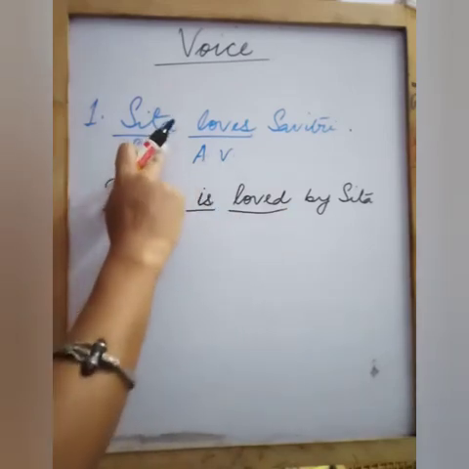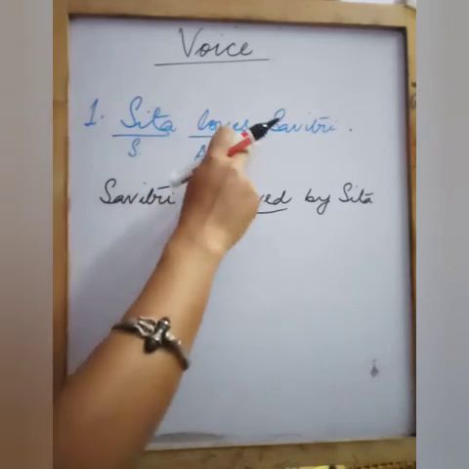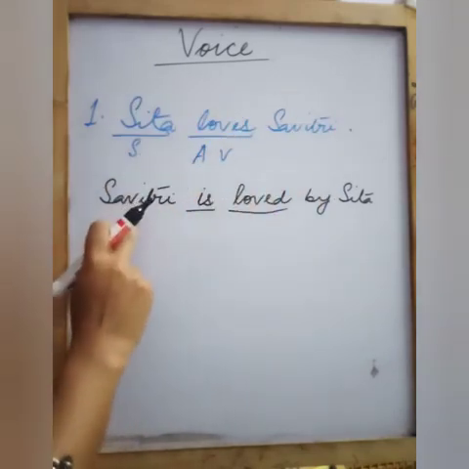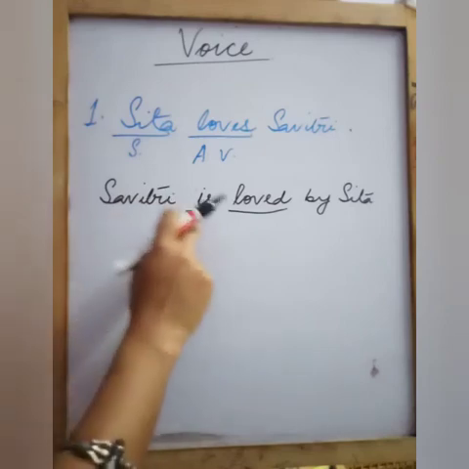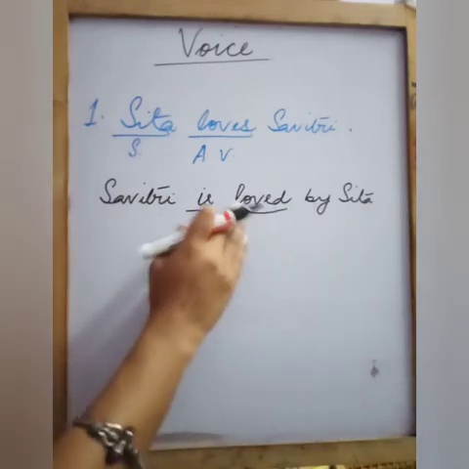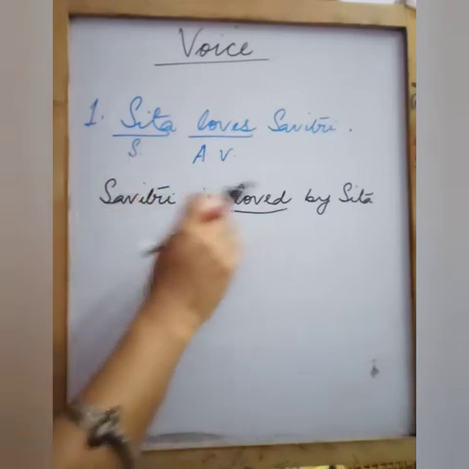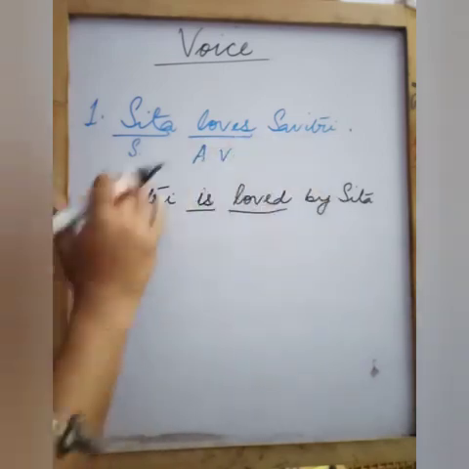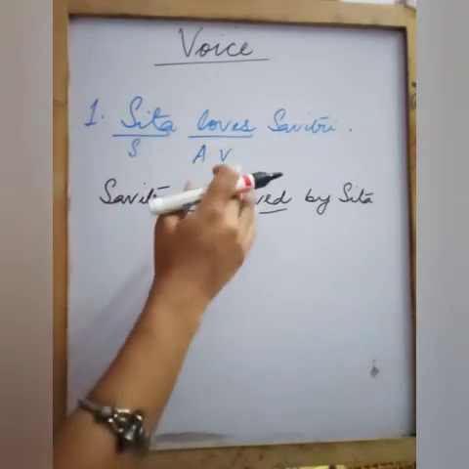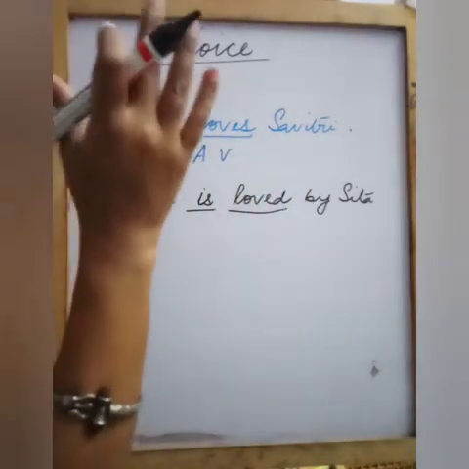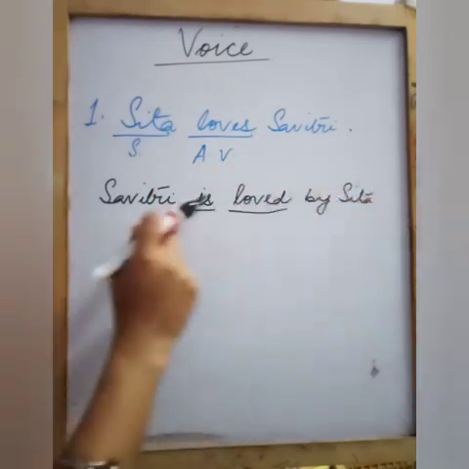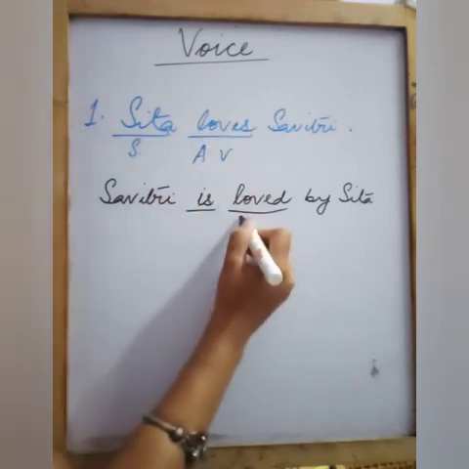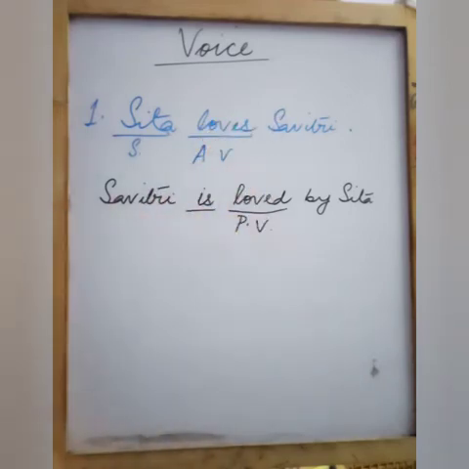In the first sentence, the subject is active, loves. The subject is doing the action. But in the second sentence, you see, Savitri is loved by Sita. That means what? The action is changing, isn't it? It is loved, but the object is becoming subject, subject is becoming object, isn't it? So the action is being done. Savitri is loved by Sita, isn't it? One is active, this is in the passive voice. Now we will see some more examples.